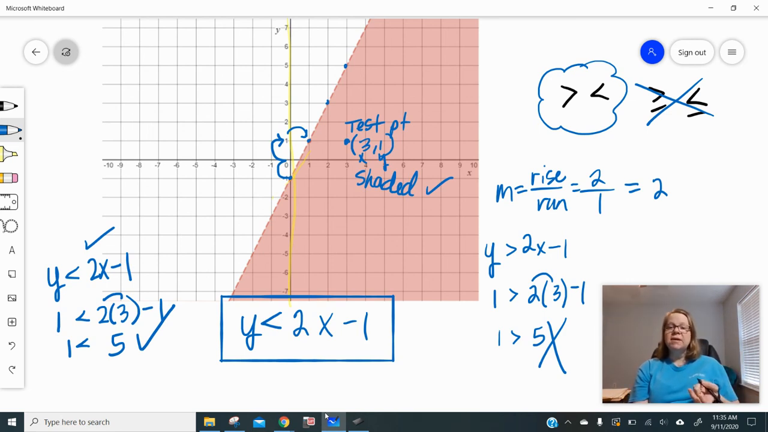Now, usually we test 0, 0. And so we could have tested 0, 0 here. And since 0, 0 is not shaded, we should get a false statement if it's the right inequality. I know it gets confusing. I mean, I'm trying to make sure I'm saying all the right words, because I can hear the confusion in all of it. But just think, if you're testing a point and it's already shaded in the graph, then it should work if your inequality is right. So if it doesn't work, then the inequality is not right and you have to try the other one.